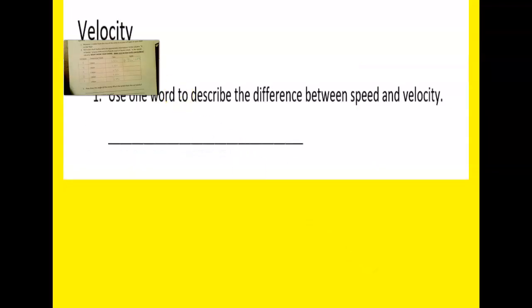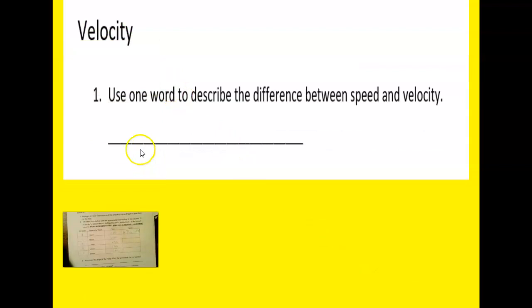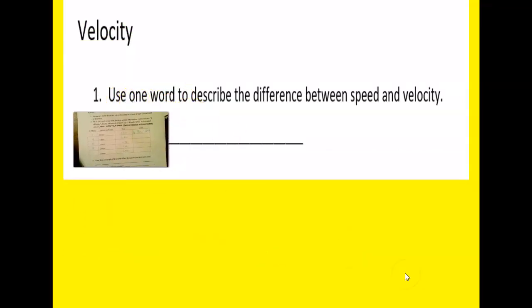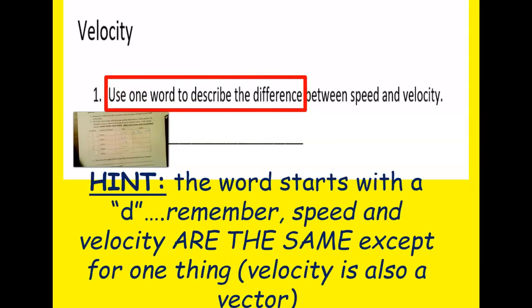Looking here, it's asking you, velocity. What is the one word that describes the difference between speed and velocity? Well, as I said before, it's one word, starts with a D, because remember, speed and velocity are the same thing except for one thing.